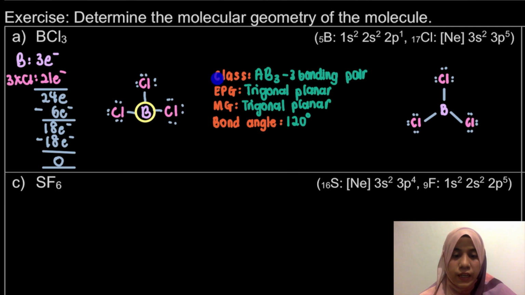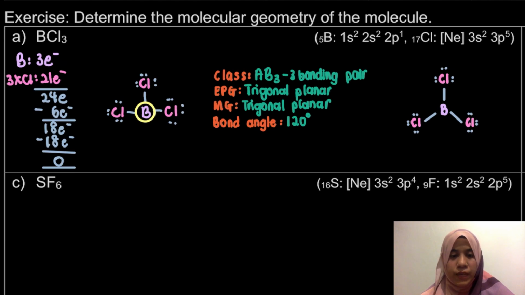Paling penting, okay, yang kelas ni, it's not only you have to write down AB3, bagi tahu 3 bonding pair. Kalau ada lone pair, write down lah ada lone pair. Okay, EPG dengan MG, triangular plane. Bond angle ni, boleh kalau kamu nak draw macam ni 120 boleh. Ataupun you write down here pun senang. For me, it's easier kalau Miss write down beforehand lah. So this is actually how you determine the molecular geometry.